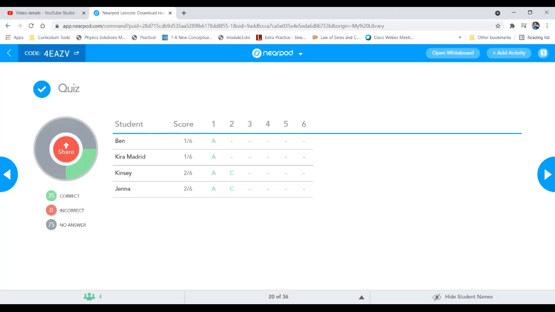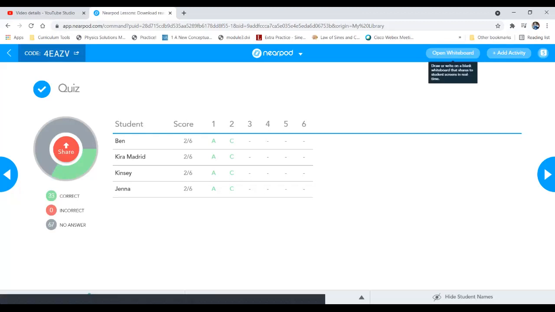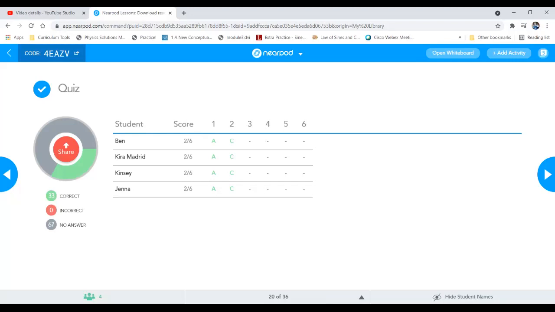Which term refers to the number of waves that pass in a fixed place in a given amount of time? B, frequency. Good. Very good. Jenna? If a wave of light has a long wavelength, it has a low energy. Exactly. Very low energy. All right, back to you, Ben.